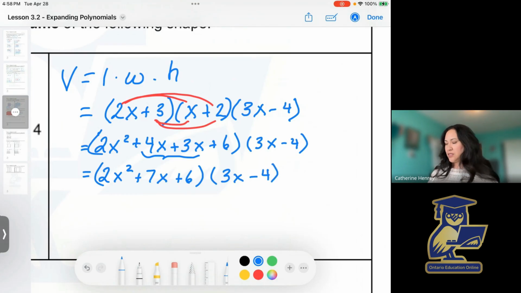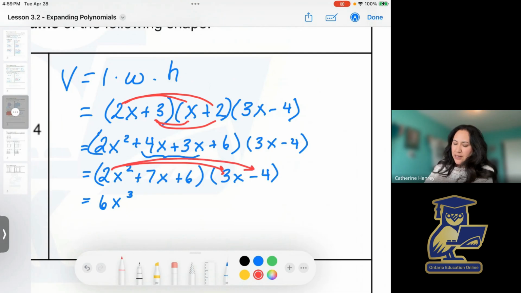And now we have to expand this, where everything in the first bracket has to be multiplied by everything in the second bracket. So let's see. 2x times 3x is going to give me 6x cubed. 2x times negative 4 is going to give me negative 8x squared. Sorry, that's a squared in there.